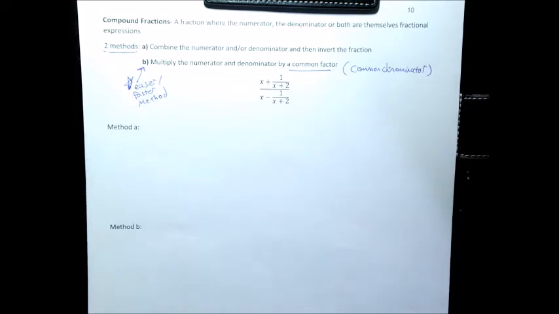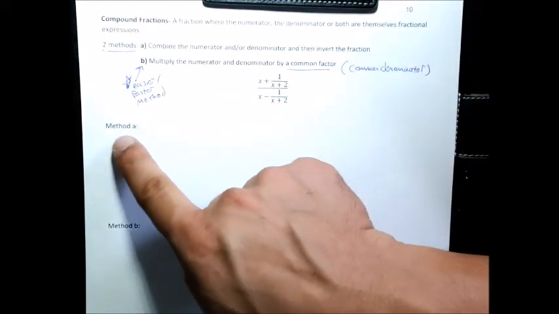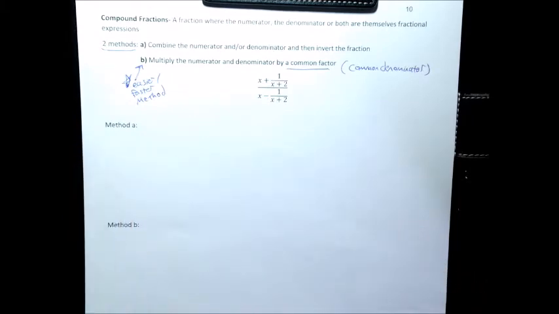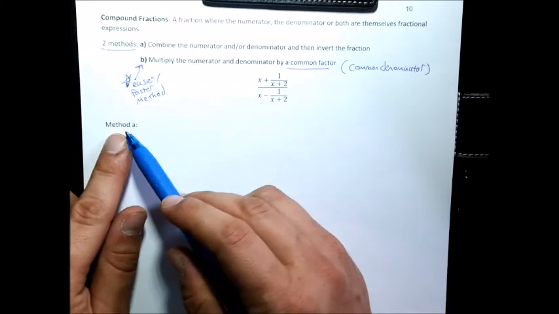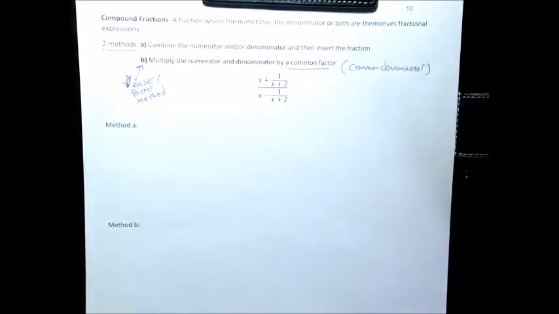So what I want to do in this, you can see we're going to talk about this fraction. I've got two methods. I'm going to do method A and method B, and then you can decide which one you like. Okay, so method A is to just combine the numerator and the denominator. So do the addition or subtraction, and then just invert the fraction. Okay.